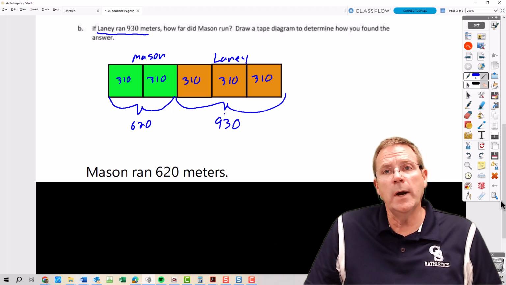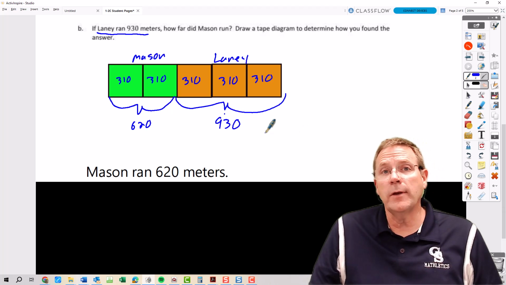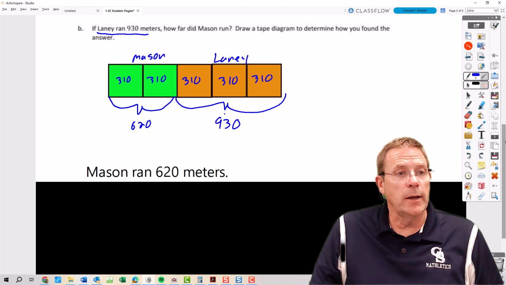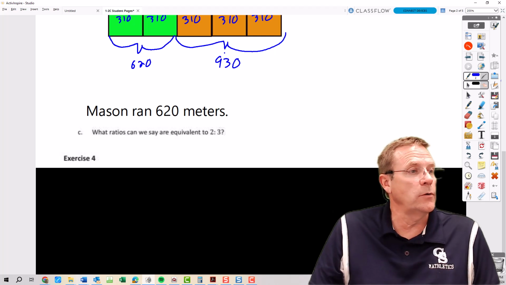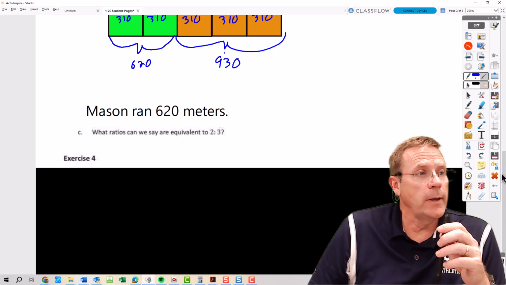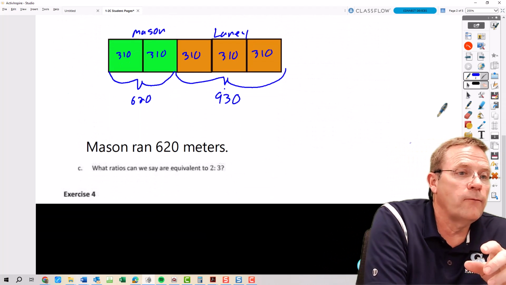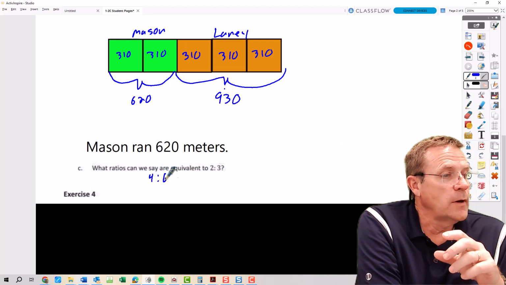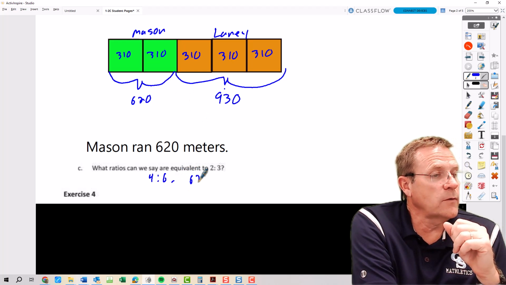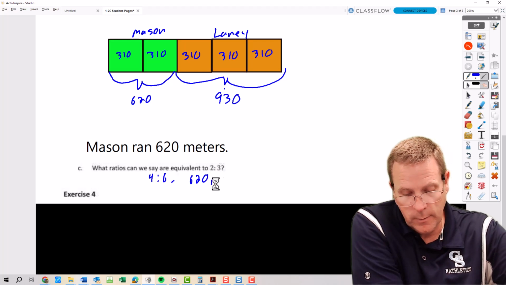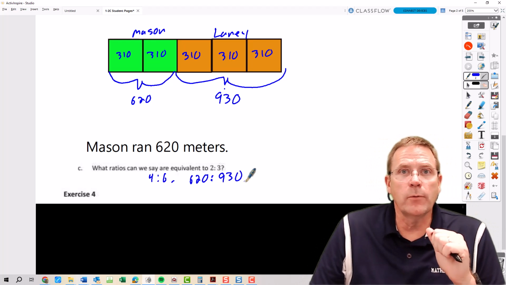It's a really cool way to get a solid visualization of why these ratios are equivalent and that we are creating equivalent ratios. Now we're going to take this a little bit further. We're going to scroll down and say, what ratios can we say are equivalent to 2 to 3? Well, we came up with 2 of them. Up here, right there, we got a 4 to 6. So I can say that 4 to 6 is going to be an equivalent ratio. We also have this equivalent ratio right here that says 620 to, whoop, not a comma, so I'm using a colon, 620:930. That's going to be another equivalent ratio.